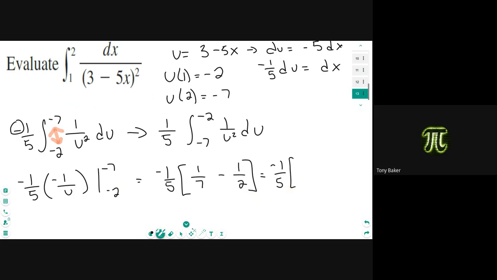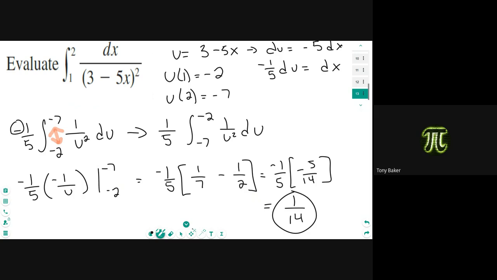So 2 minus 7 is -5/14ths, equals 1/14. So like this one, I think it's a little easier to do the u values earlier instead of doing them at the end.